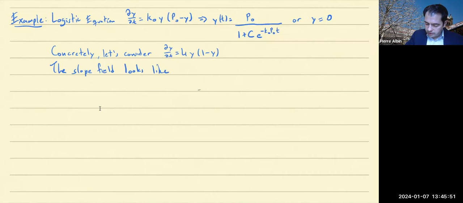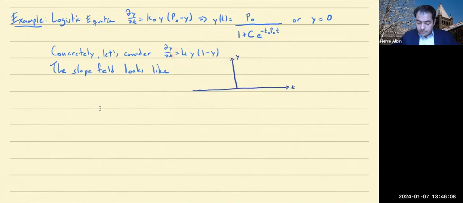But focus on y being non-negative. Here's the y-axis, here's the t-axis. Okay, so we want to draw the slopes. Let's stare at the right-hand side. And we see that the right-hand side is equal to 0 when y is equal to 0 or when y is equal to 1. So let's go ahead and draw those slopes.